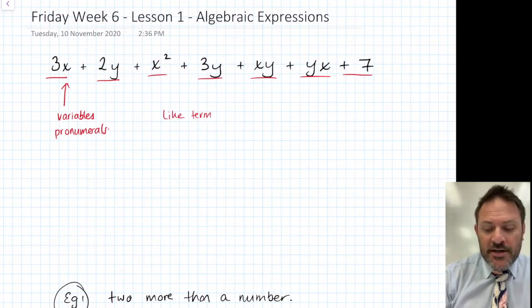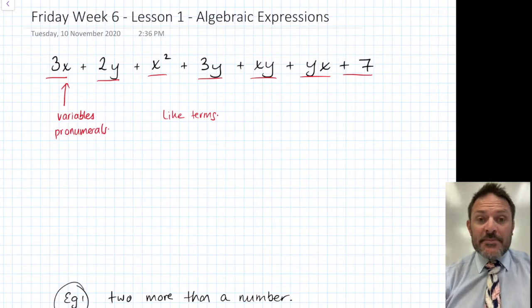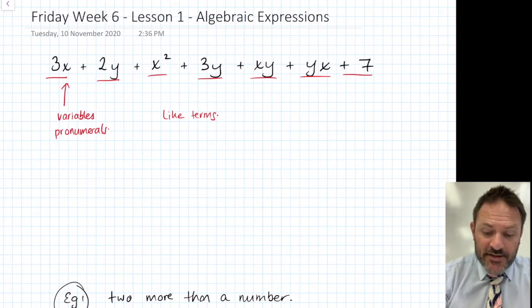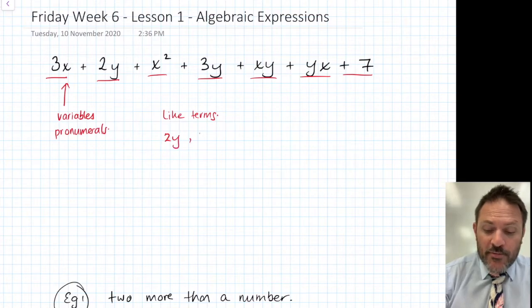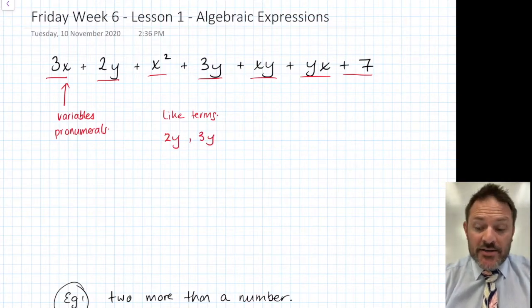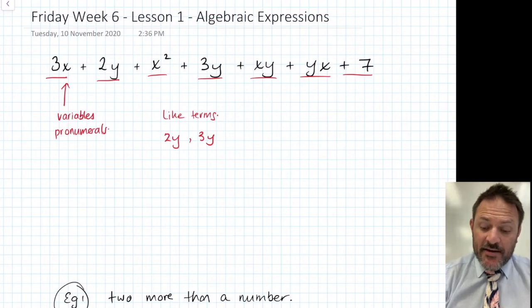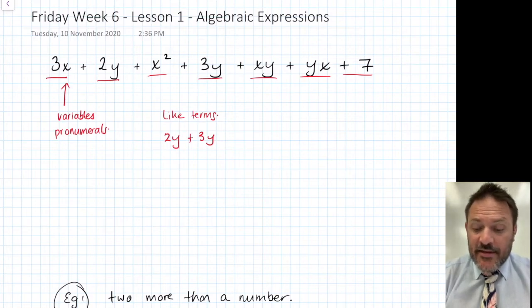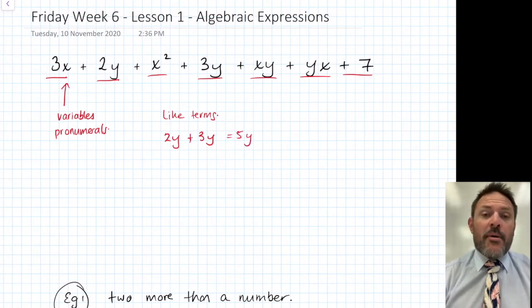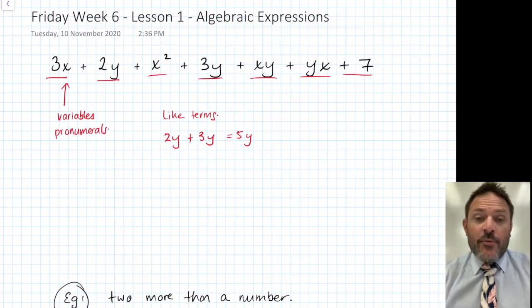So can you find any like terms in this particular expression? Well, hopefully you can see that we have the 2y and the 3y. They are both like terms. Now, if we add those together, we could actually say that that would equal 5y. And you might remember back in year 8 and year 9 that we would add and subtract like terms.